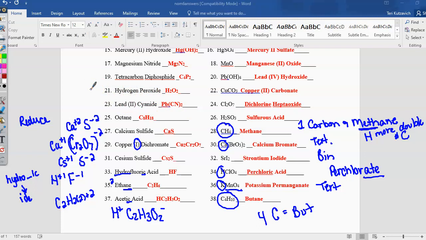The last worksheet you have is the nomenclature review, and if you do the front, the answers are on the back, and if you do the back, the answers are on the front. So you can check your answers right away and see if you're doing it right. All right.